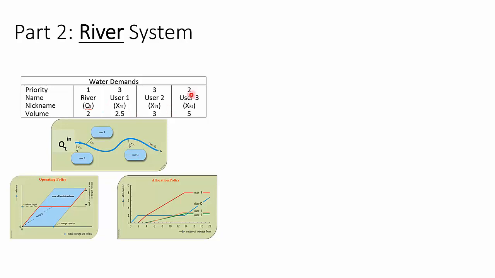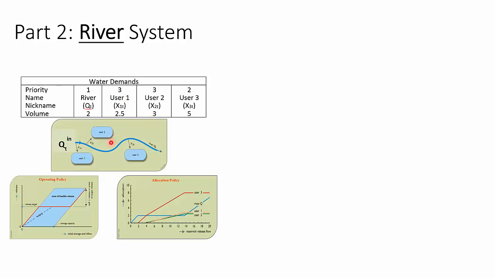User number 3, which is located in here, has the second priority. So once the river has taken its water demand, then user number 3 will start taking its water demand. How much? Up to 5 units of water here. Then we have users 1 and 2, and they have priority number 3. What that means is that once the river and user number 3 have taken their water demand, these guys will start taking their water demand. How much? User number 1, 2.5, and user number 2, 3 units of water.